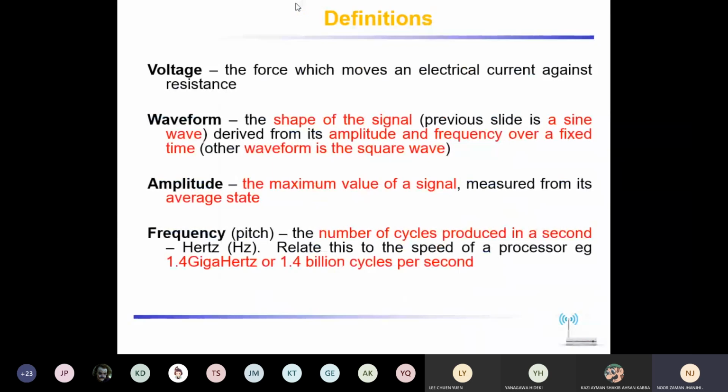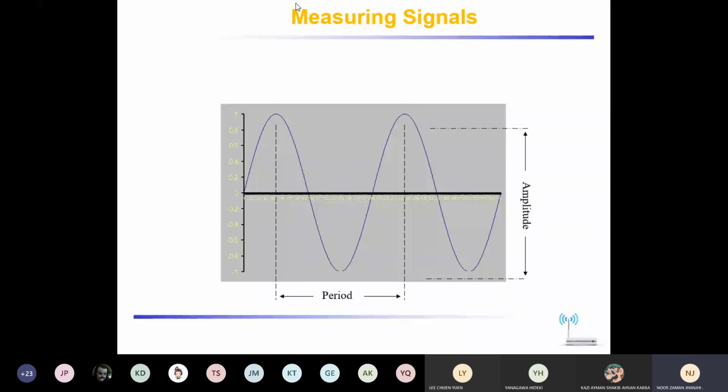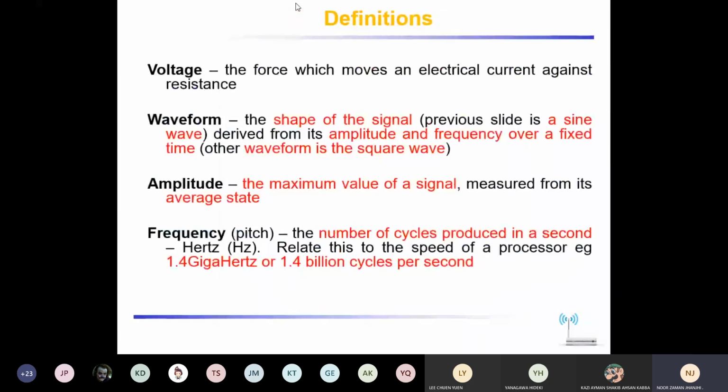Now, what is next? That is derived from the amplitude and frequency over a fixed time. Going back to the previous figure again, now you know what the amplitude is and what a period is. What he means is that it is calculated for a fixed amount of time, which we count in the period. The things are very simple, nothing to worry about. Now, what is the amplitude? You already know: the maximum value of a signal measured from its average state.